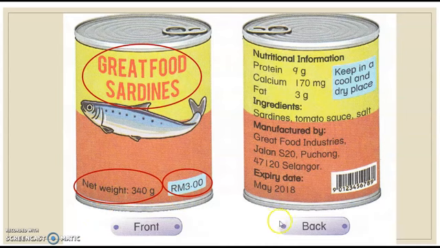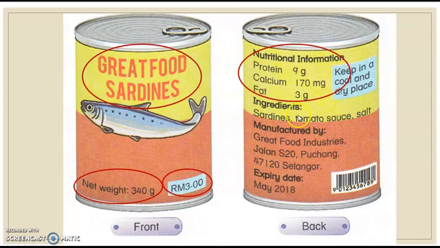Now, let's go to the back part. At the back part, usually we can see the nutritional information, 就是营养资料. Look at this tin. You have protein, 9 grams. You have calcium, 170 milligrams, and fats, 3 grams. Sometimes you can see a lot of information at the nutritional information part.